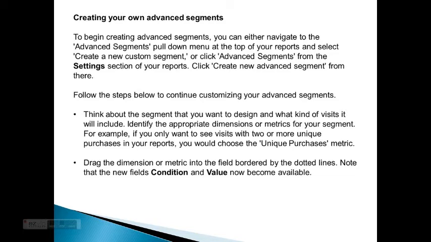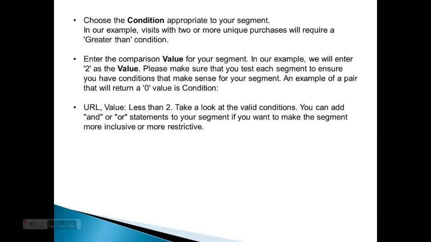Think about the segment that you want to design and what kind of visits it will include, and then identify the appropriate dimensions or metrics for your segment. For example, if you only want to see visits with 2 or more unique purchases in your reports, you would choose the Unique Purchases metric. Drag the dimension or metric into the field bordered by the dotted lines.